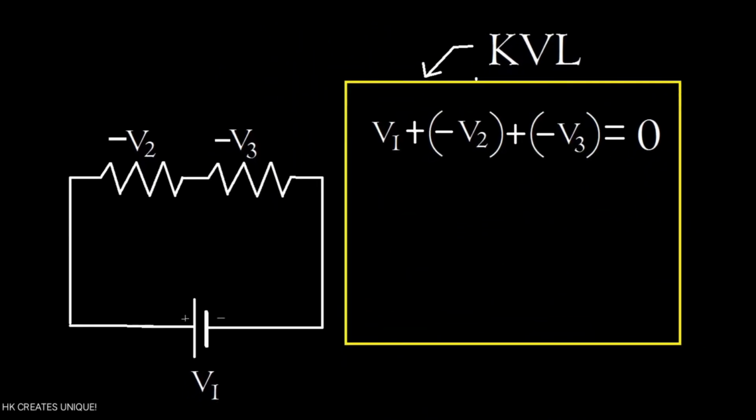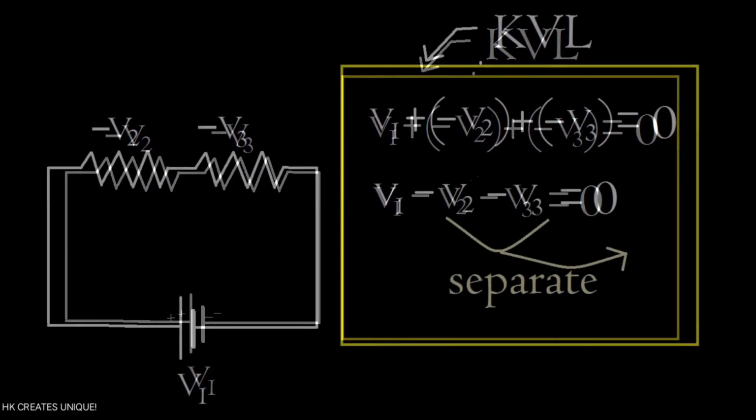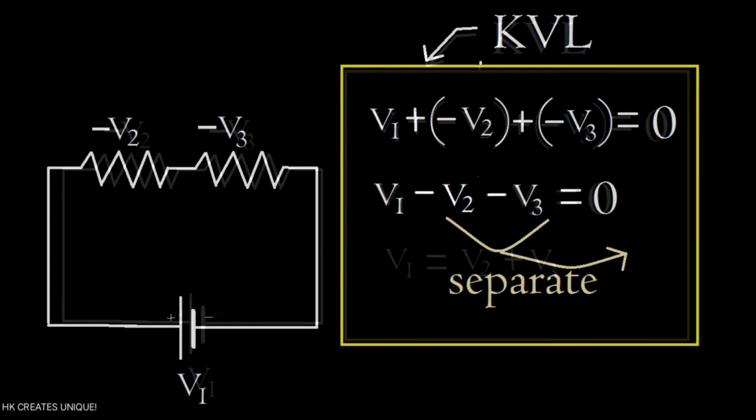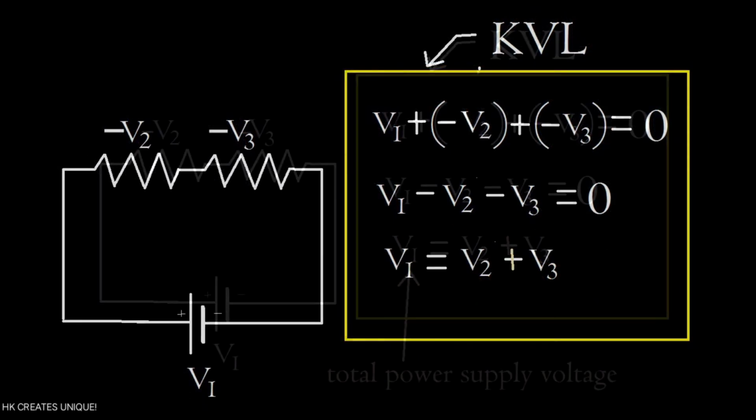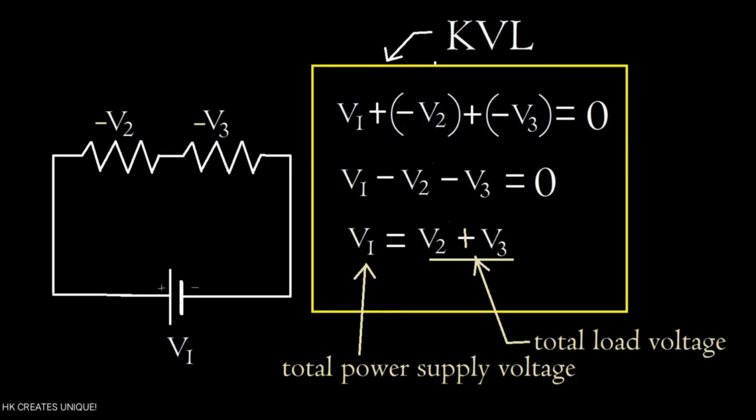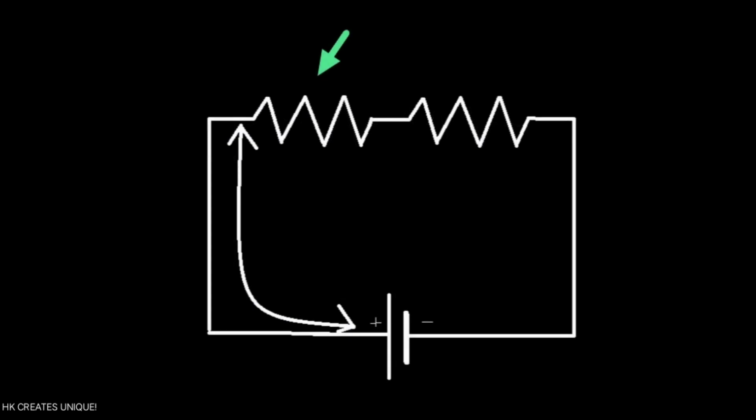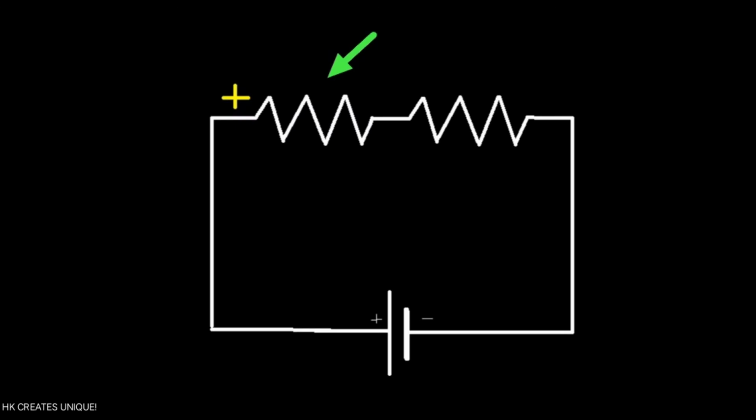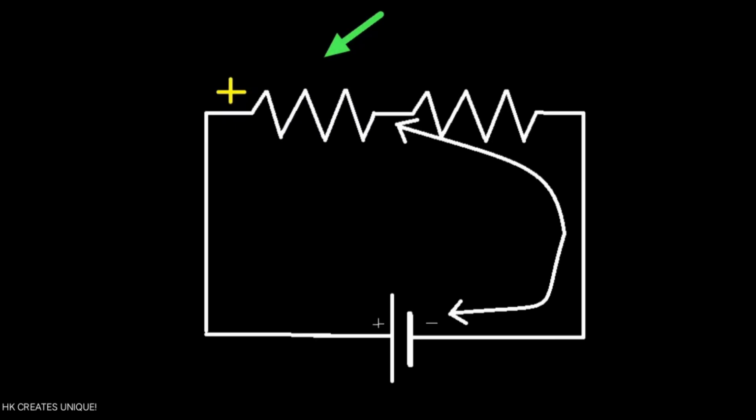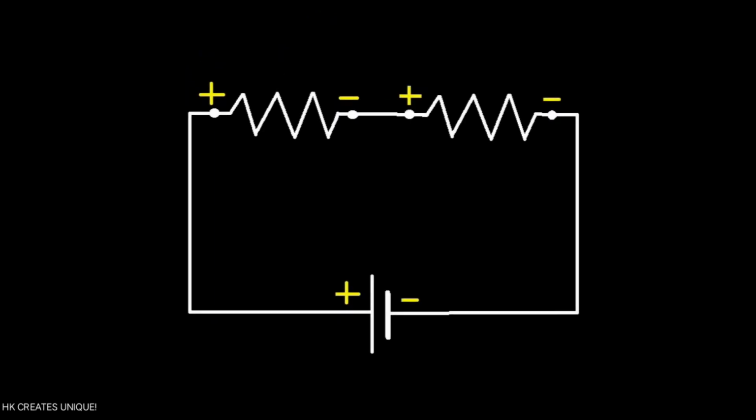This is because when voltage across all load components are taken negative, and separating out from the KVL equation, it will simply mean total power supply voltage equals total load voltage. So results will always be the same. Okay, not to get confused, firstly show polarities in each of these components. In the resistor, wire connected to the positive side of power supply is positive and wire connected to negative side is negative. So these are the polarities of each of these components.